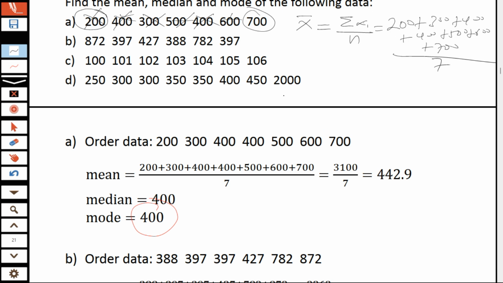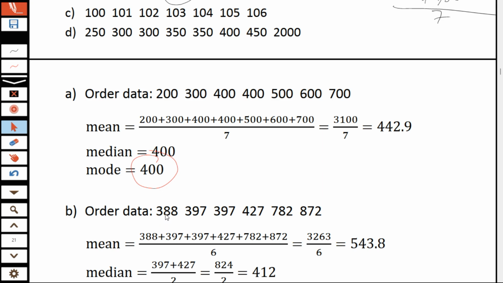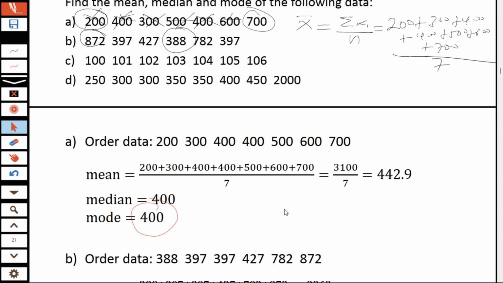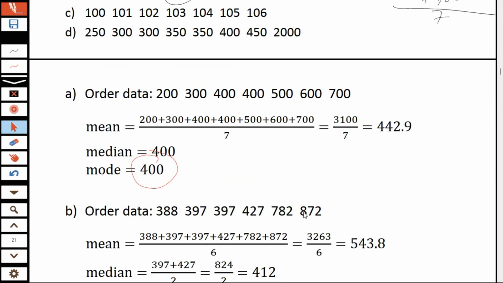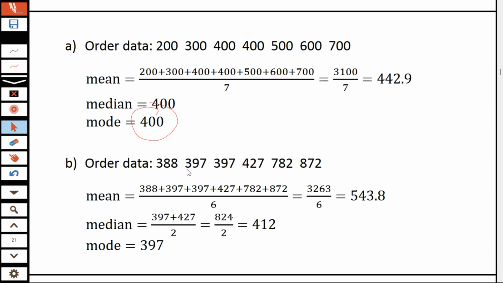So we have to just indicate our smallest value, right? So the smallest value among this one is 388, and the largest value among this one is 872, right? So you start with this one and then just arrange them in order from smallest to highest. So here we have 388, 397, 397, 427, 782, 782, and then 872. That is, it has been arranged in order.